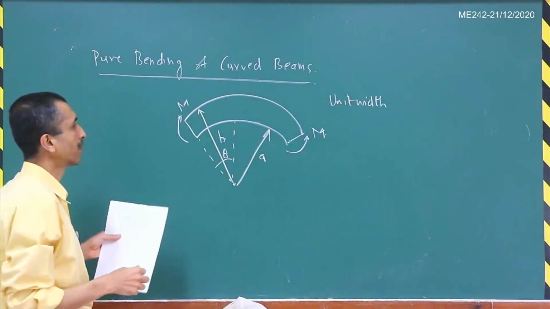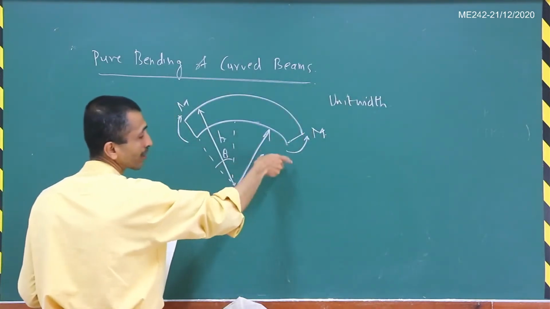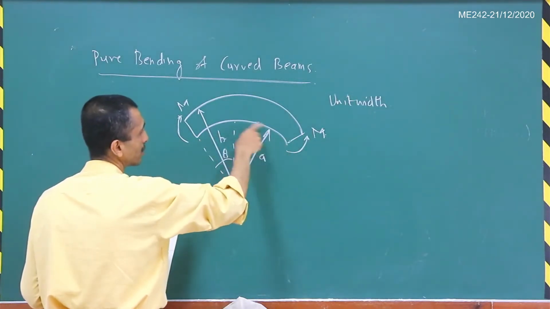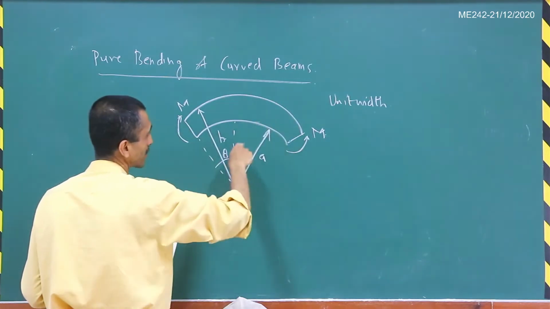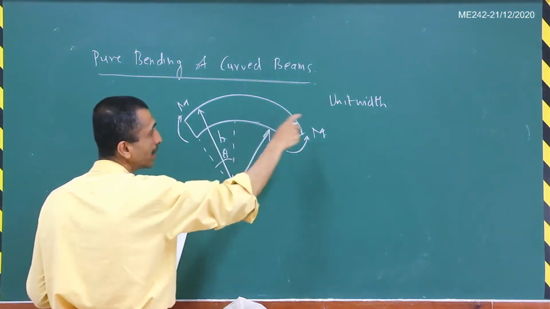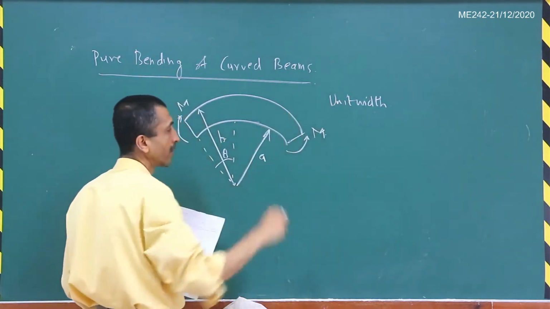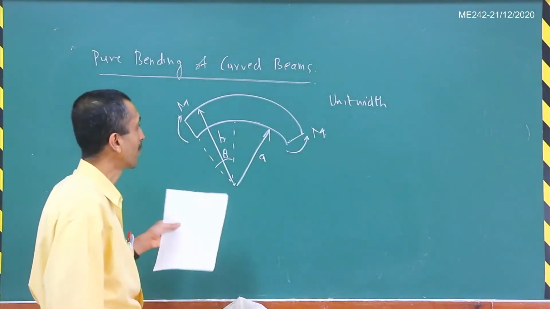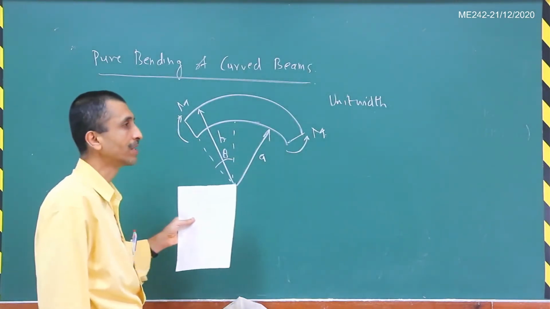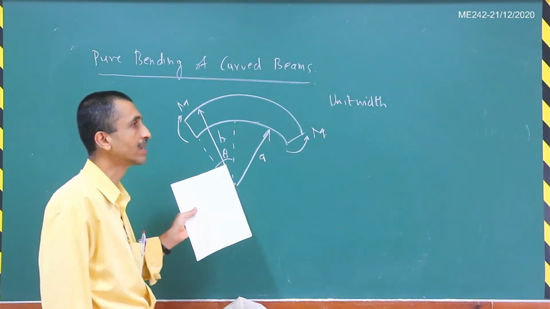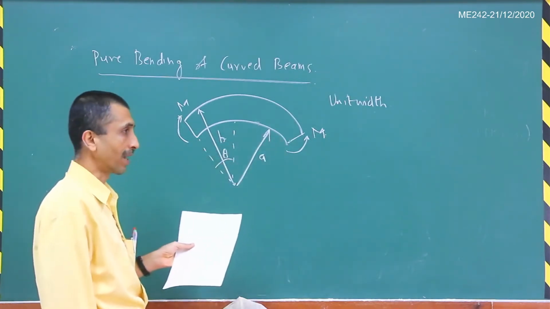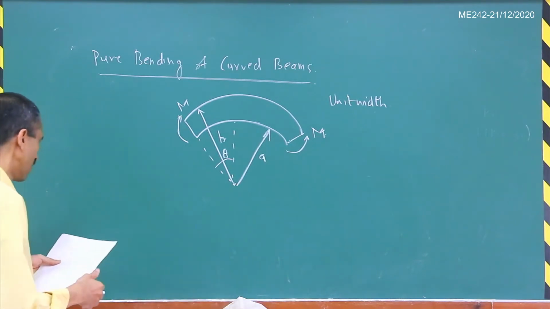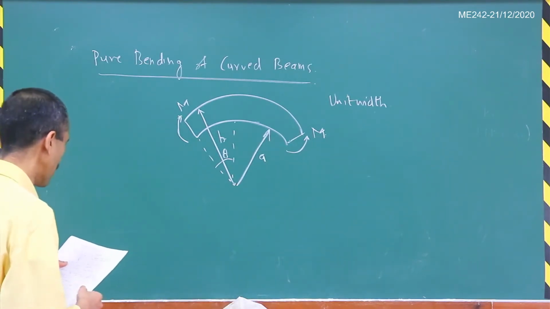Consider this curved beam, which is formed by arcs of a circle. This is one arc of a circle of radius a, and this is another arc of a circle of radius b, and the width into the board is unity, and we are applying a pure bending moment. What we mean by pure bending moment is that there is no transverse shear force being applied along with it. That is what we mean by pure bending load.